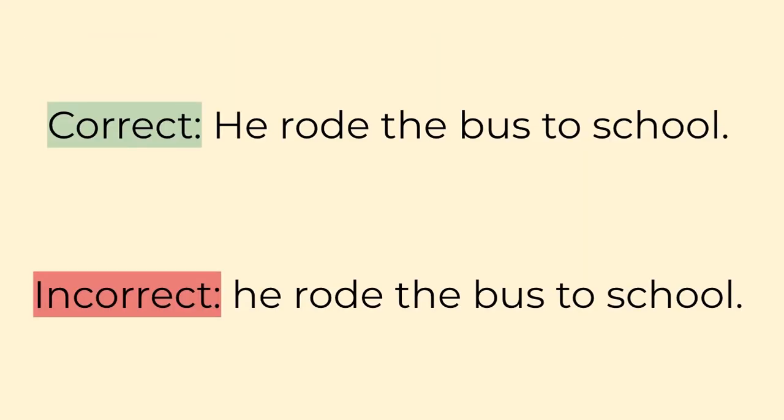So the correct way to write a sentence with a capital letter is, He rode the bus to school. And this H is capital. The incorrect way is, he rode the bus to school, without a capital letter. So you always have to have a capital letter at the beginning of your sentence to show where the beginning is.